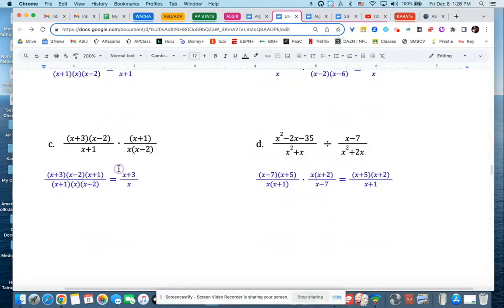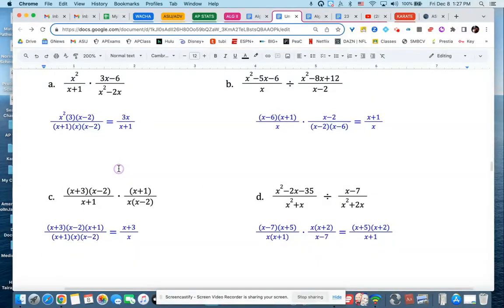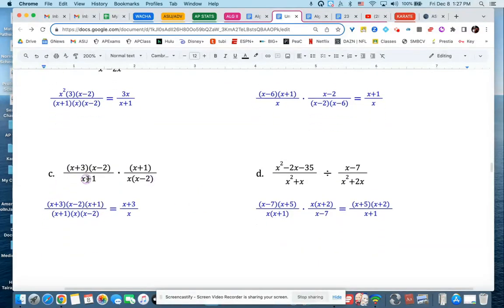Okay, now I've got, oh, this is multiplication again. So multiplication, same thing. This is already factored for me. Cancel, cancel, cancel, cancel. I just have x plus 3 over x left over. That was an easy one. Division, again, multiply by the reciprocal. Factor it out. Once everything's factored, you can cancel. Looks like that's all that cancels. So the rest of it is still sitting there.